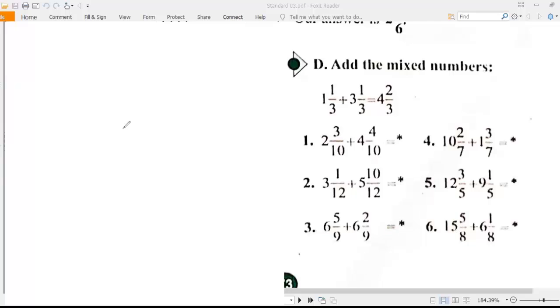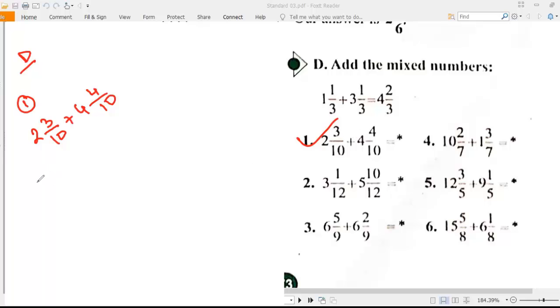Now number D. Number D says add the mixed numbers. So we have to add the mixed numbers right now. How can you solve? Number 1 says 2 whole 3 divided by 10 plus 4 whole 4 by 10. We can solve these problems in two different ways. Since this is the first question, I will show you these two different ways for this first question.